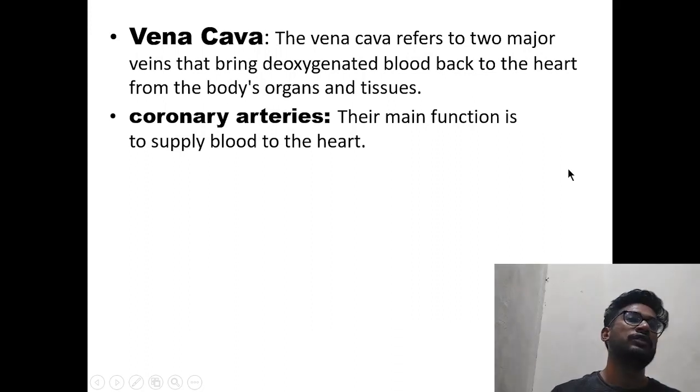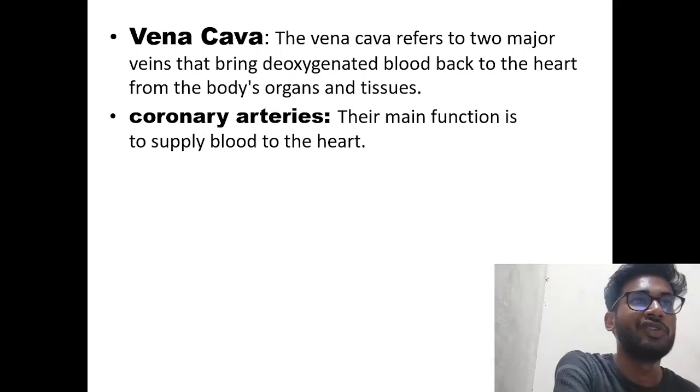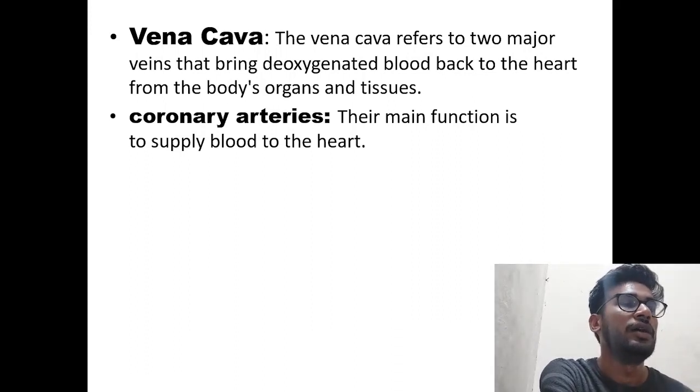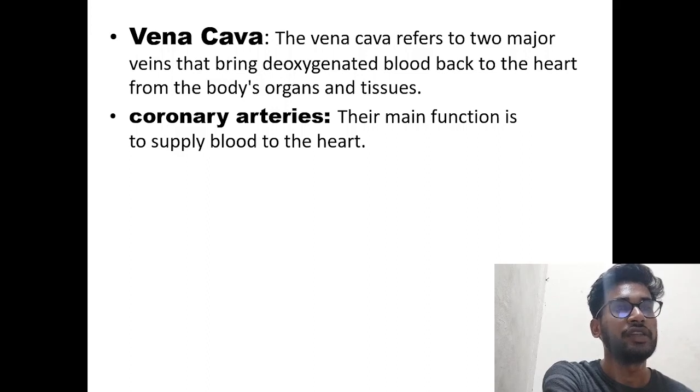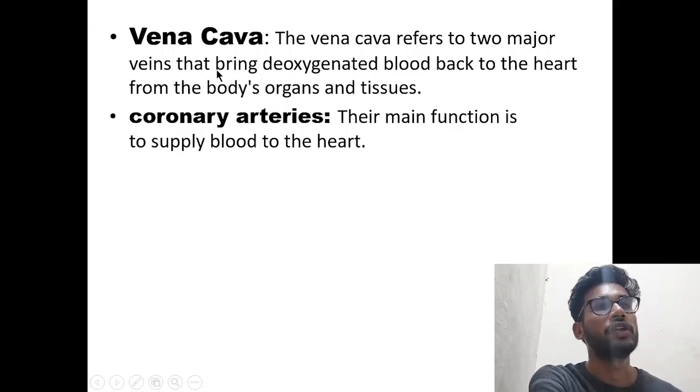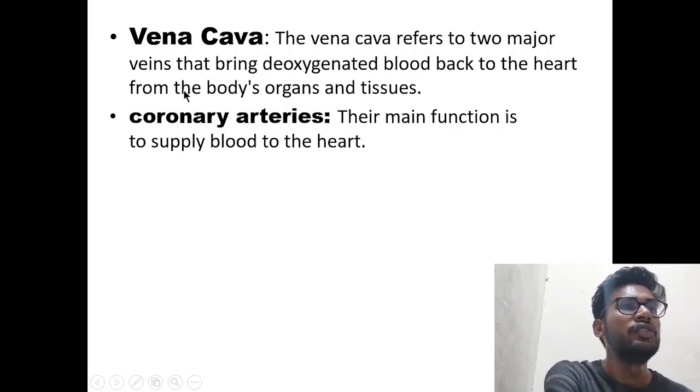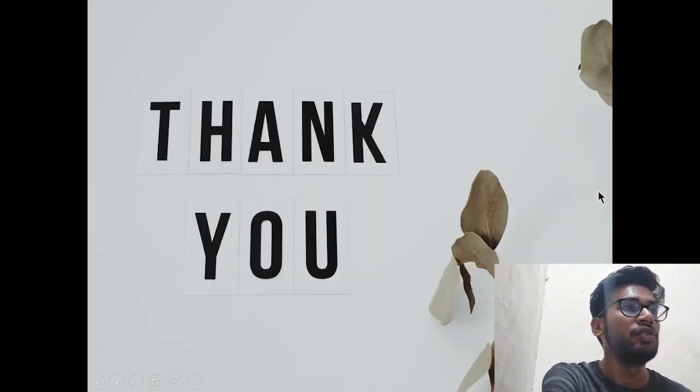And if you want to know about the vena cava, it is a blood vessel which carries deoxygenated blood back to the heart from the body's organs and tissues. And talking about the coronary artery, it is mainly involved in the supply of blood to the heart.